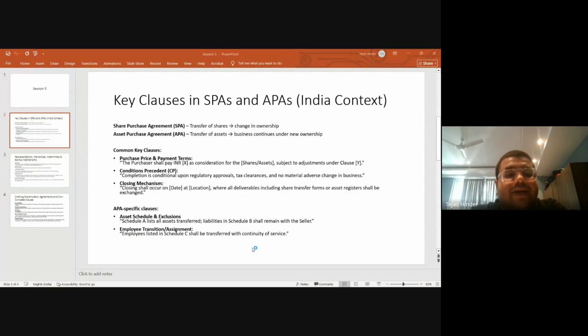So of course, you're going to end up paying a lot more stamp duty on an asset purchase agreement as opposed to your share purchase agreement, because as mentioned, your stamp duty is going to be based on asset classes under an asset purchase agreement, but under a share purchase agreement, it is going to be on the agreement as a whole.